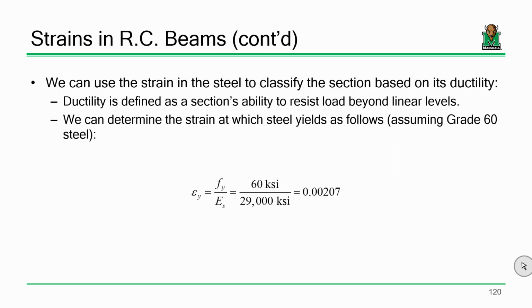Now, how do you determine whether or not that tensile steel is yielded? It's if that strain is larger than the yield strain. How do you calculate the yield strain? It's just Fy over Young's modulus. So for grade 60 steel, it's about 0.002.